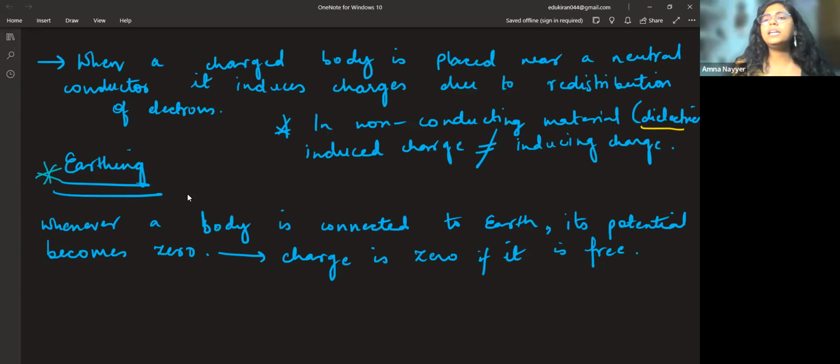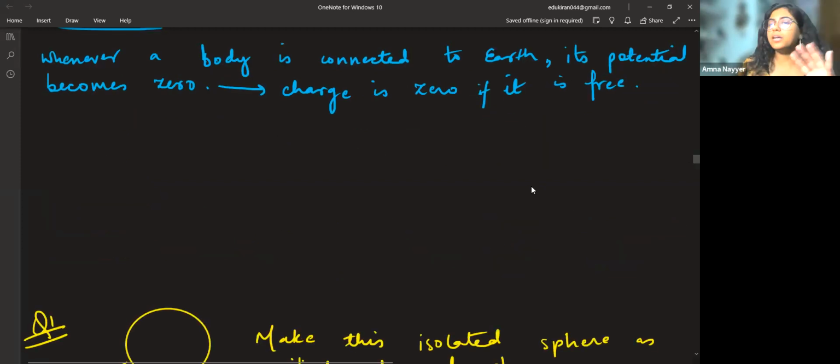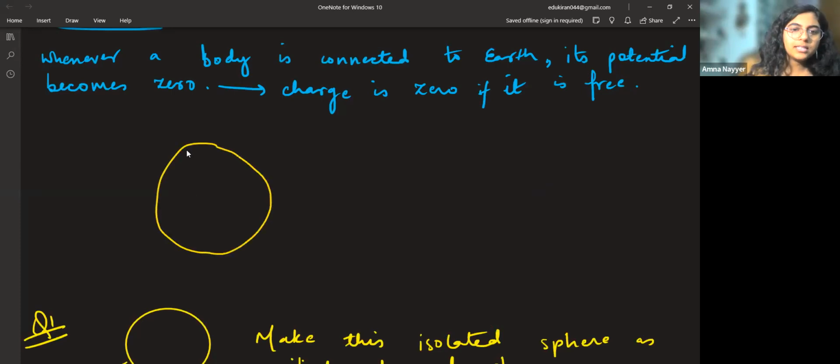So you have full detail about earthing in your electric potential chapter, because in case of earthing, your potential becomes zero. Now see, whenever a body is connected to earth, its potential becomes zero. So if this is the body, earthing has this symbol like this. This means you have connected the body through a wire into the ground.